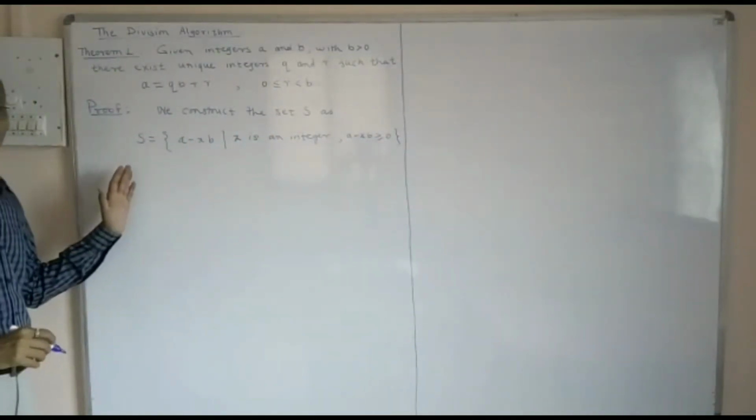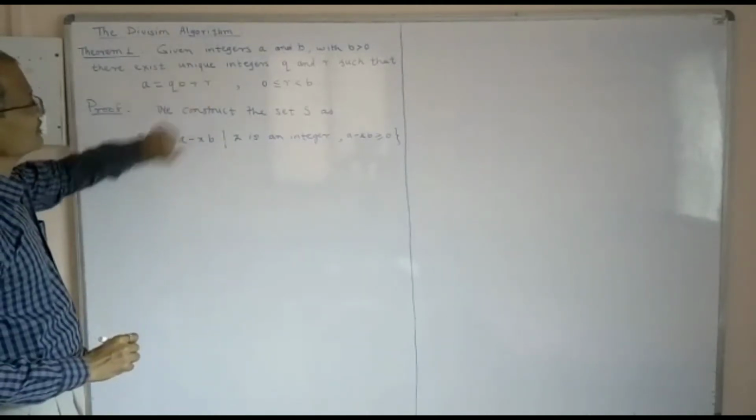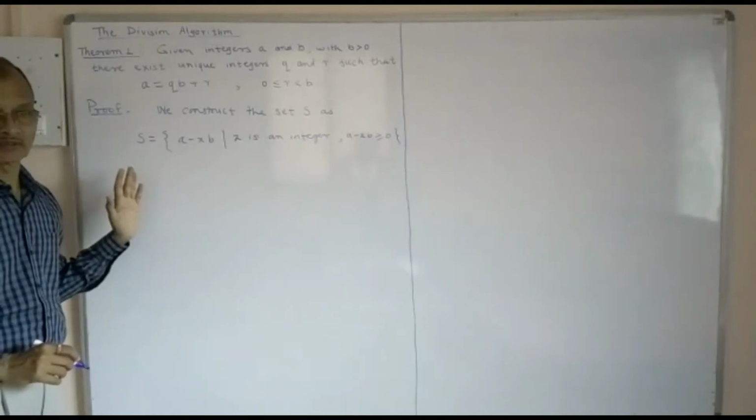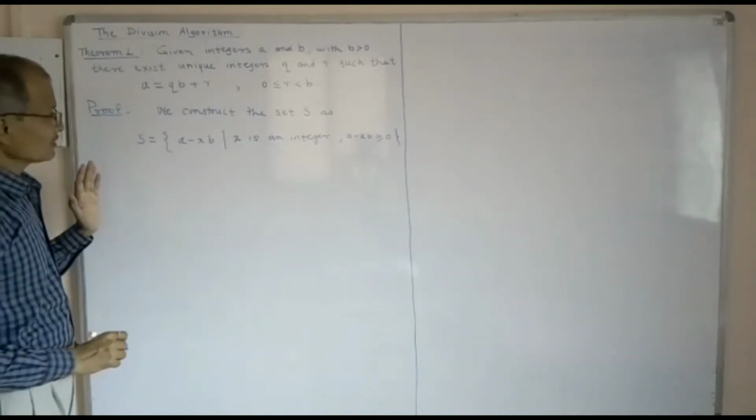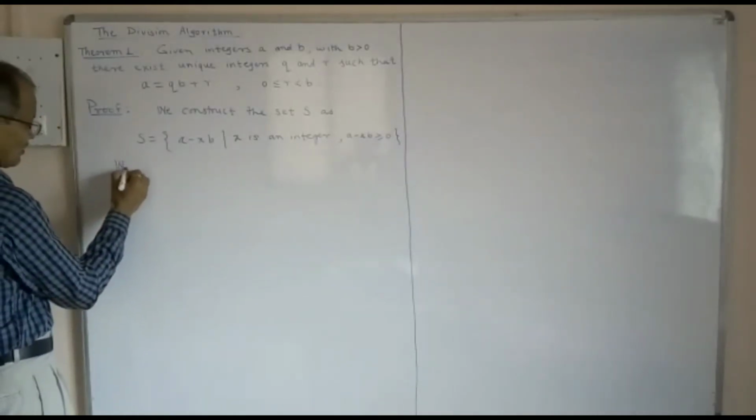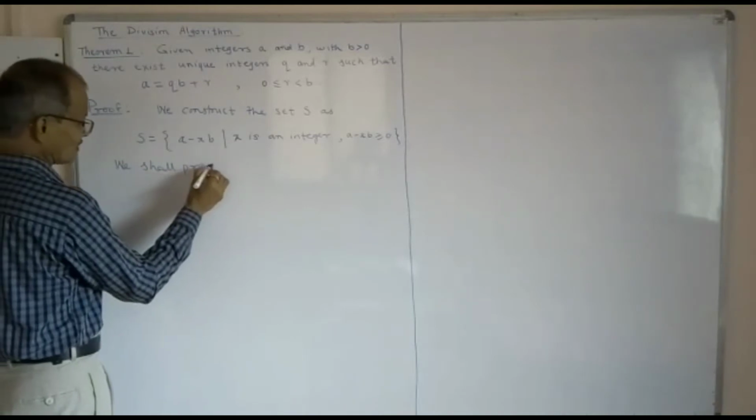Such a type of set we shall construct, and now you see a, b are integers, any integers, x is also an integer, and we are studying only integers, no fractional numbers. So first we shall prove that this set S is non-empty. So we shall prove that S is non-empty.